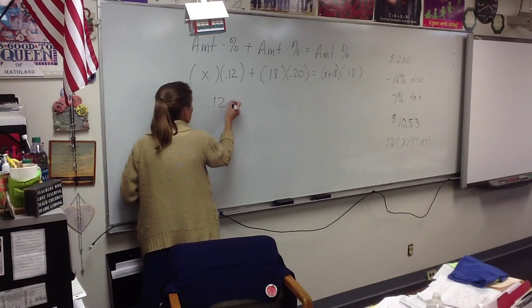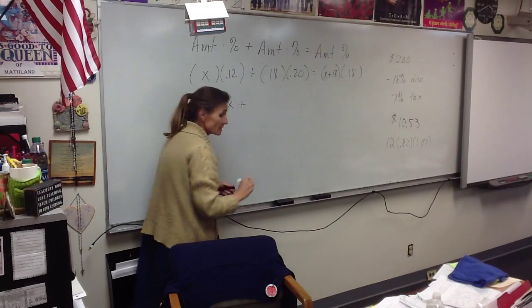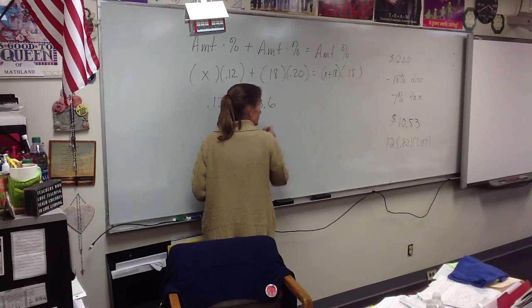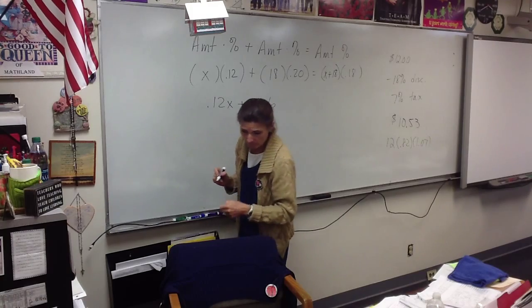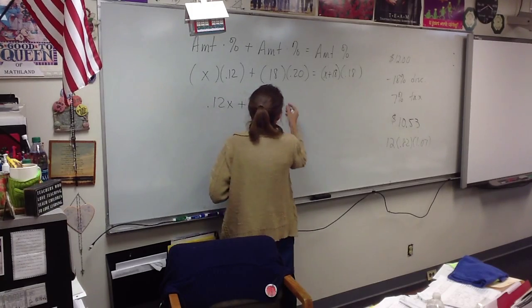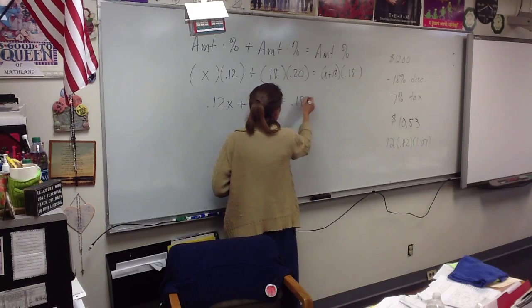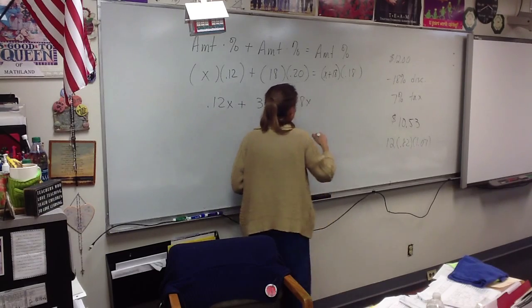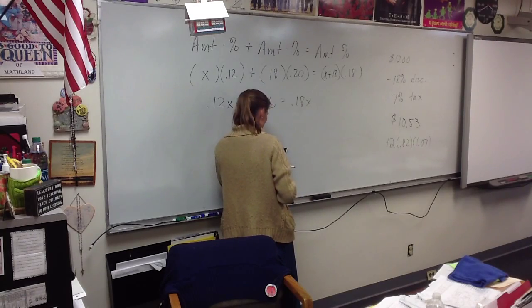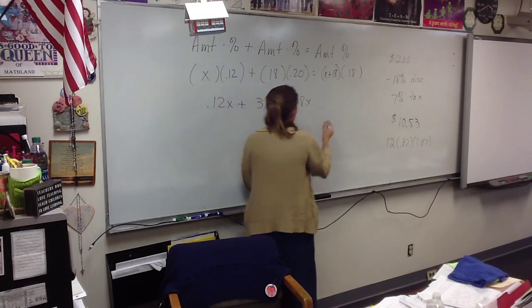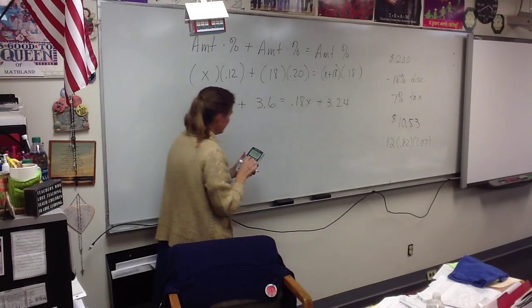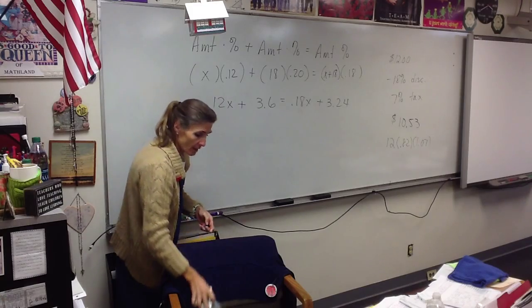So this is 0.12x. Then I'll take 18 times 0.2 on my calculator. And 0.18x, this is a distributive. Is that 3.64? 3.24. Everybody okay?